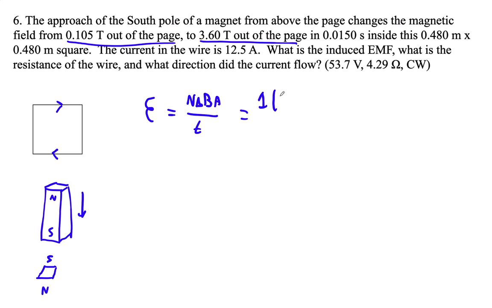So it's going to be 3.6 minus 0.105. Our area, it's a square, so it's 0.48 squared, right? And then our time is 0.0150 seconds.